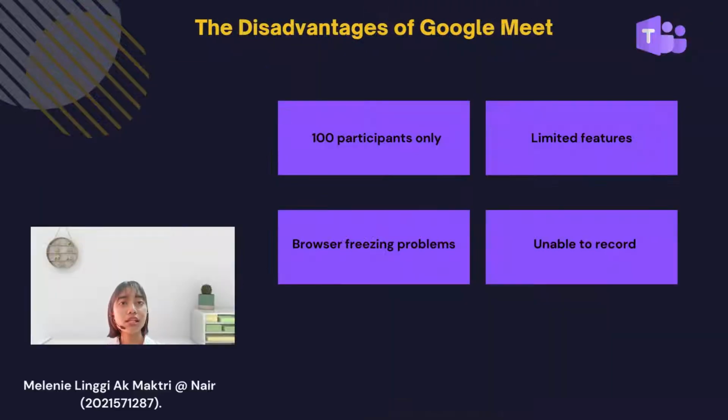We move to the disadvantages of Google Meet. The limitation of Google Meet is 100 participants only, so if the user wants more than 100 participants, the user needs to buy pricing plans. So the user can have up to 250 attendees depending on the version of Google Meet that the user uses.